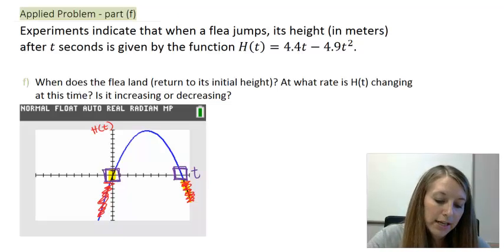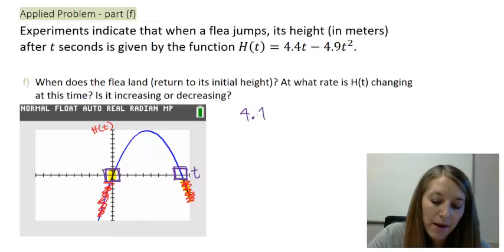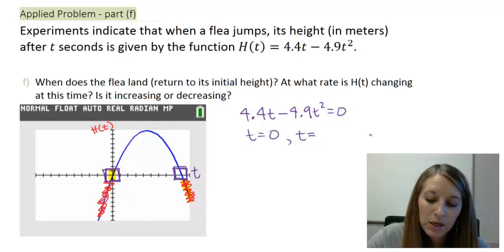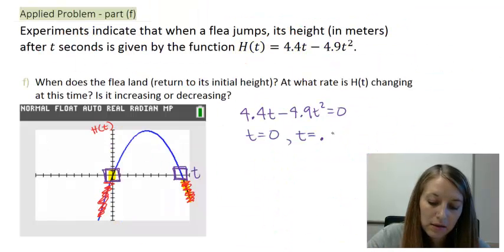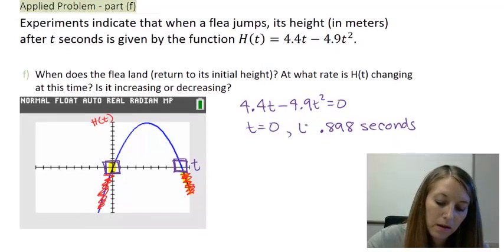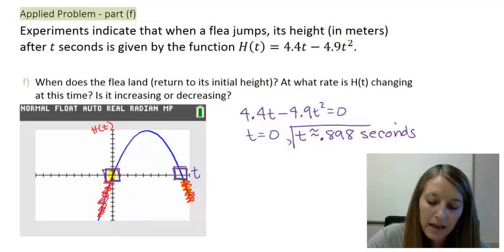Okay, so we just said, when does the flea land? That is at our x-intercept, and we solved that by setting our equation equal to 0. Now, I'm not going to do the math again, but we figured out t equals 0, that's when he starts his jump, and t equals 0.898. So that's when the flea lands. We need a label. t is in seconds, so approximately 0.898 seconds.